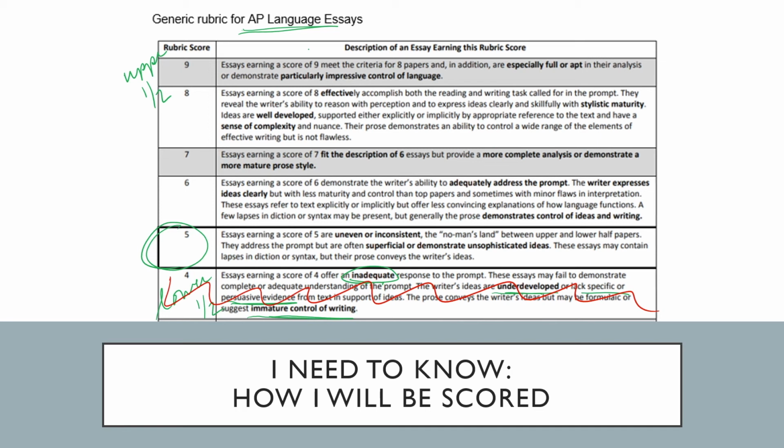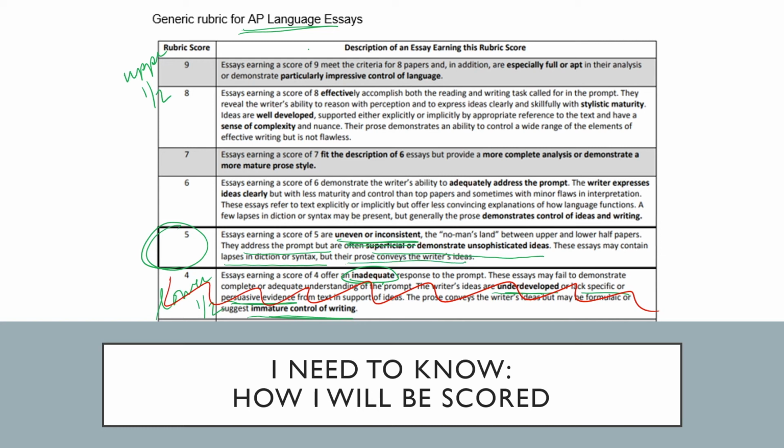Now, let's go back to 5 and see what it says that we're doing right. They're uneven or they're inconsistent. So it's kind of no man's land, not where we want to be. They do address the prompt, but they're superficial or have unsophisticated ideas. So that's when you're starting to just do a simple restatement of what the author, the article is saying, when you're not drawing any insights, when you might really lack that analysis that's so essential. They might have lapses in diction or syntax, so you do have some mistakes that are really starting to create problems for your reader, but you do get your idea across.